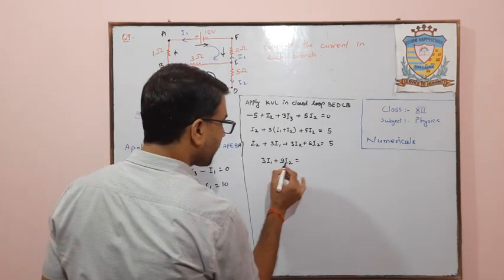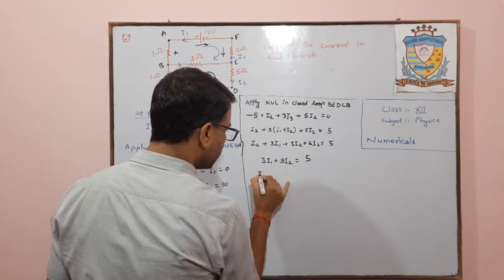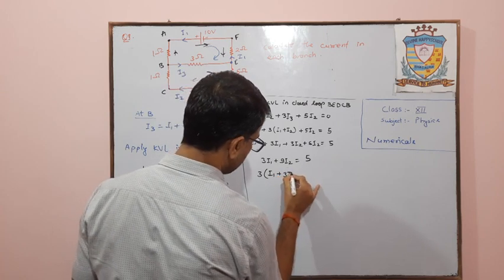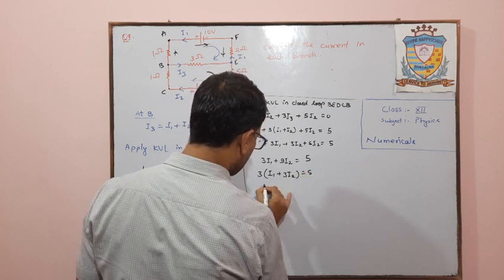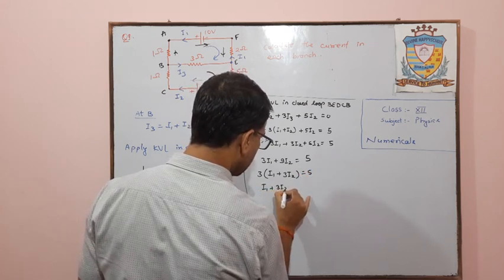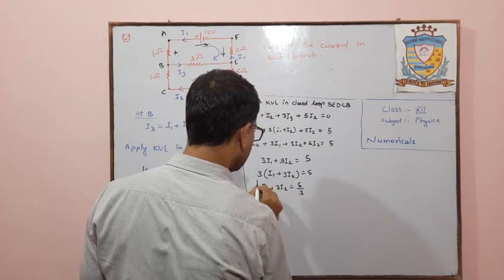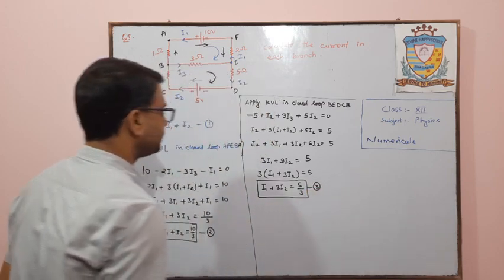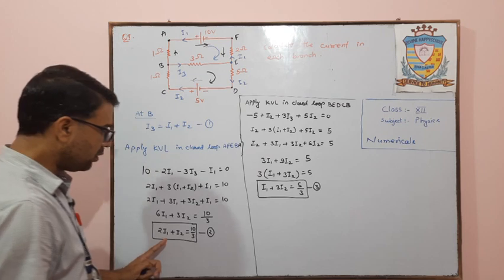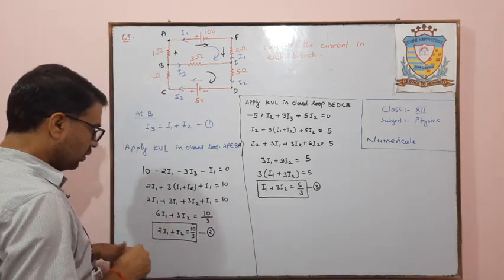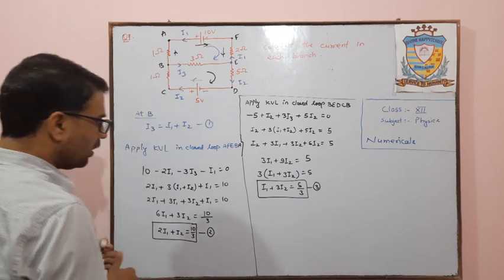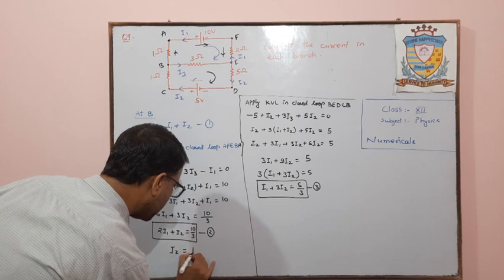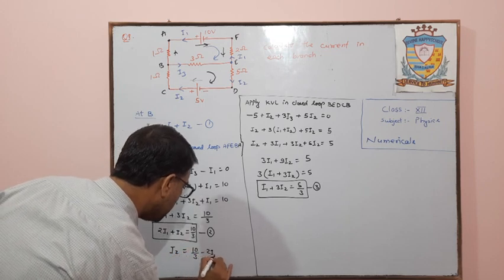Okay, now take 3 as common. So what we have is I1 plus 3 I2 is equal to 5 by 3, and this is our equation number 3. Now we'll solve equations 2 and 3. From here, I2 can be written as 10 by 3 minus 2 I1.